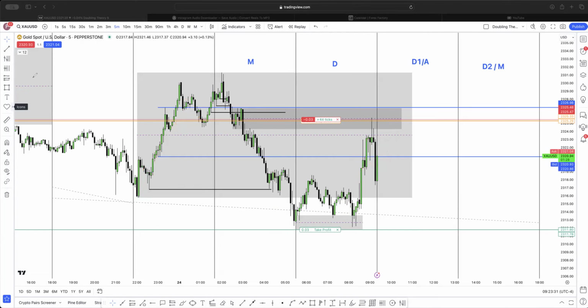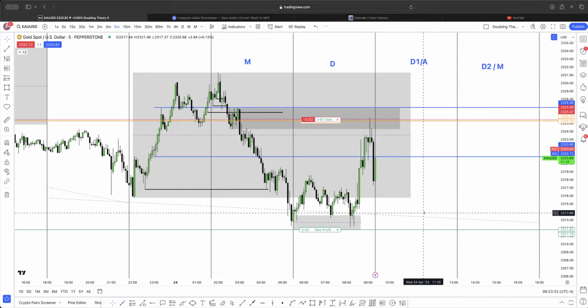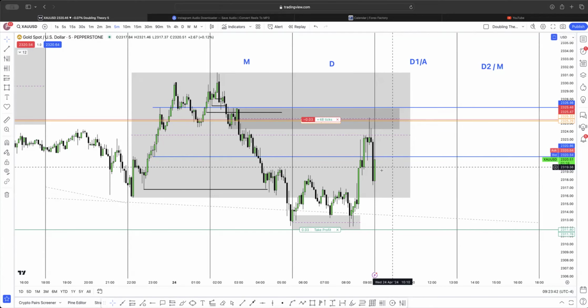So let's see. Now, if it hits break even, then unfortunate. I would not like to see it hit break even. Now we are having NYSE open in 7 minutes. So let's see how it goes. Let's see whether it delivers or whether it hits break even.